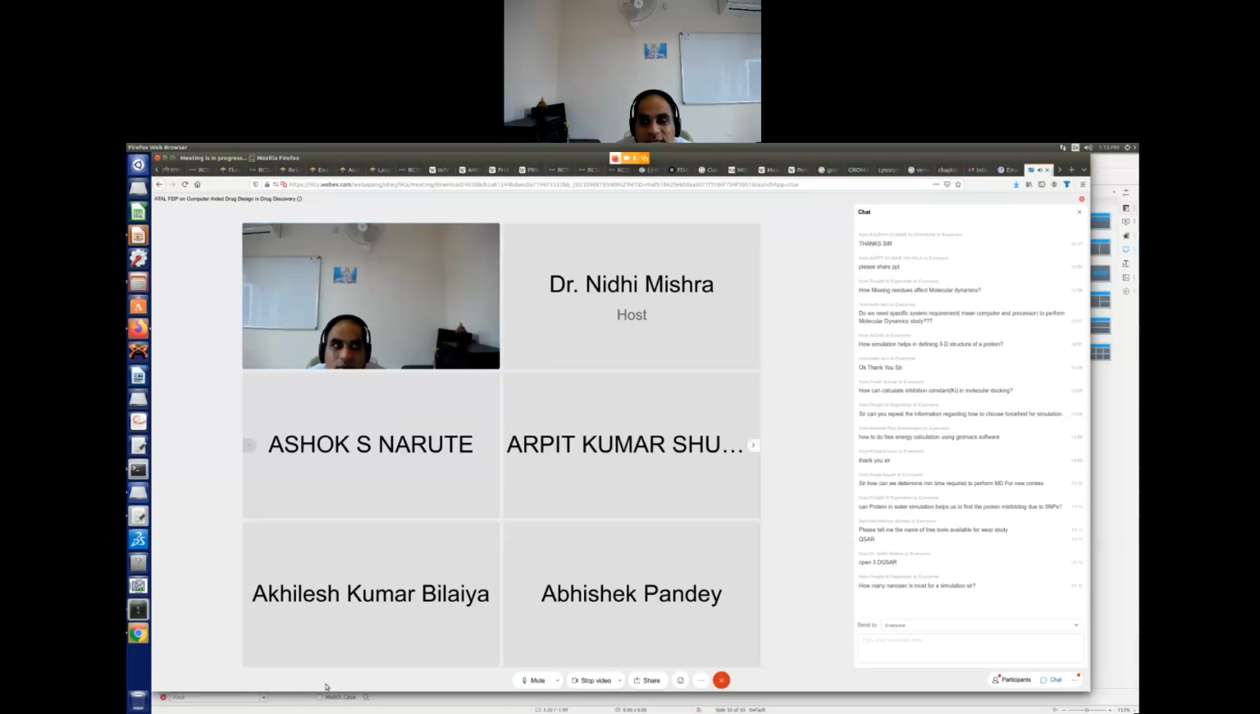Moreover, you can see the RMSD also. If the RMSD is converged perfectly, then you can stop the simulation. If the RMSD is fluctuating very much, then you need to do more simulation for a longer time.